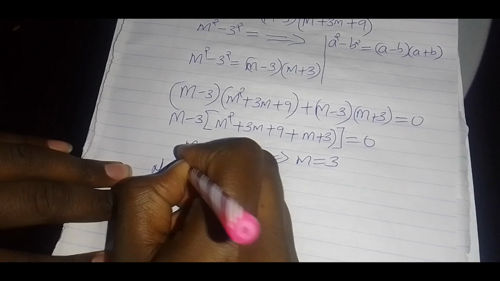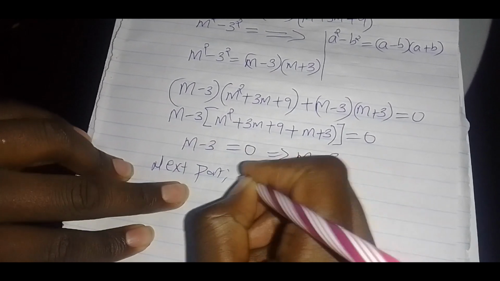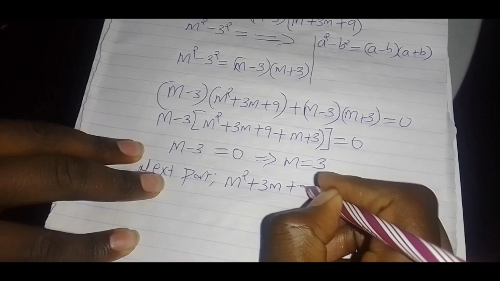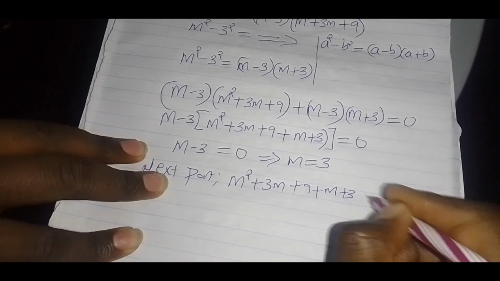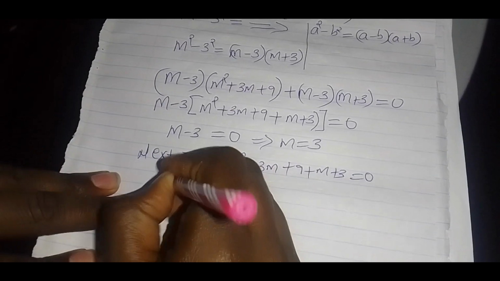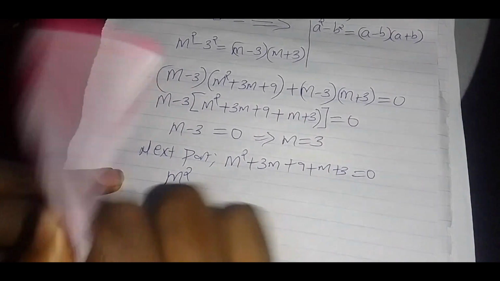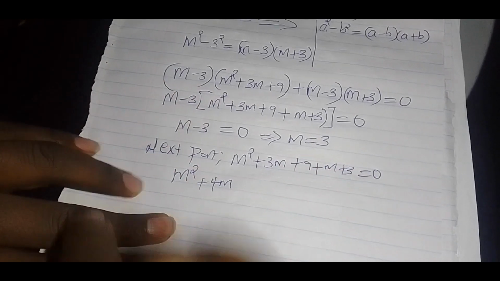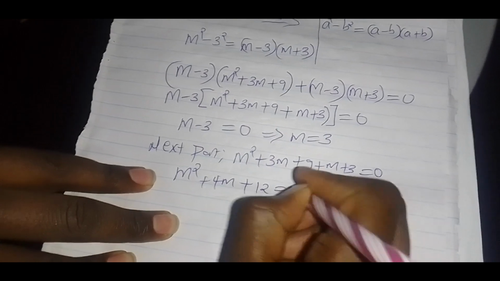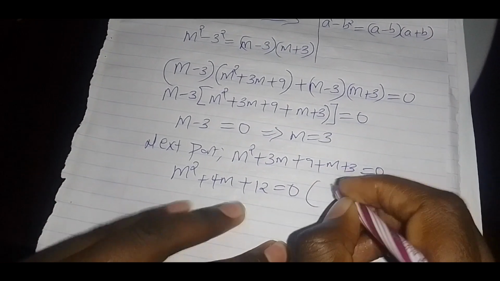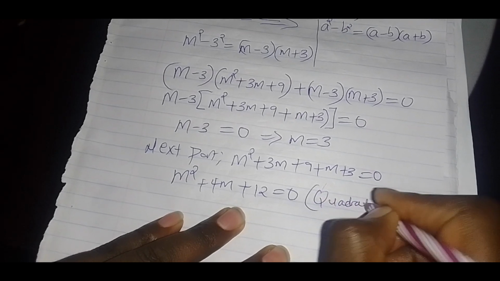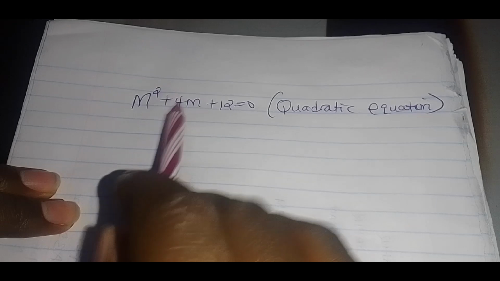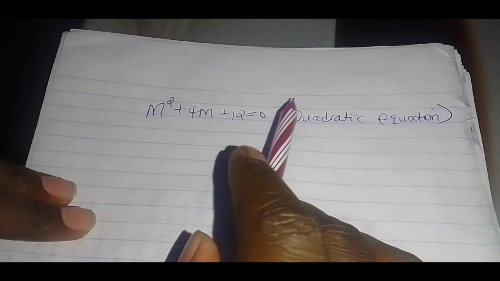Okay, so the next part we have m squared plus 3m plus 9 plus m plus 3, this is equal to 0. So this is expressed as m squared, then 3m plus m is 4m, and 9 plus 3 is equal to 12, so it's plus 12, this is equal to 0. So this now forms a quadratic equation. Now we have m squared plus 4m plus 12, which is our quadratic equation.